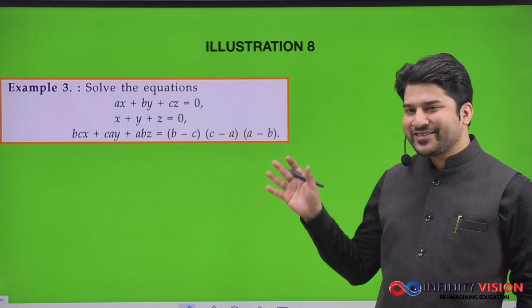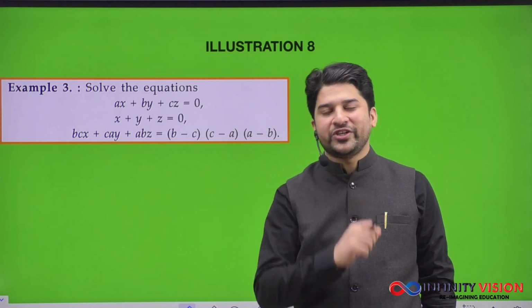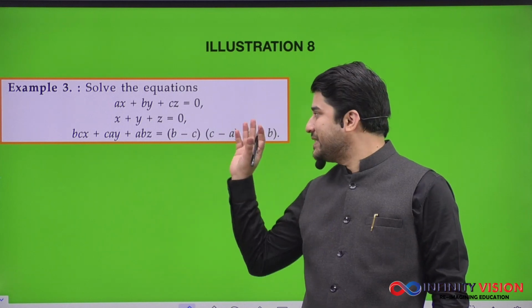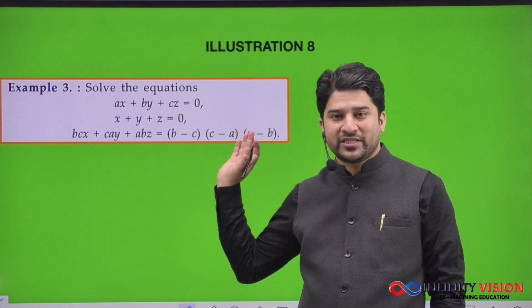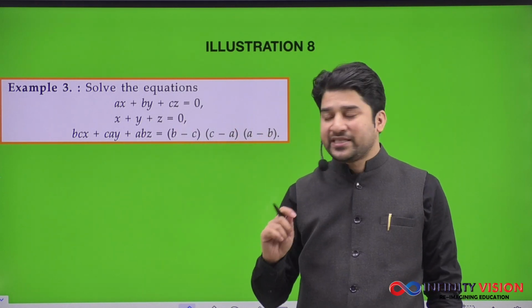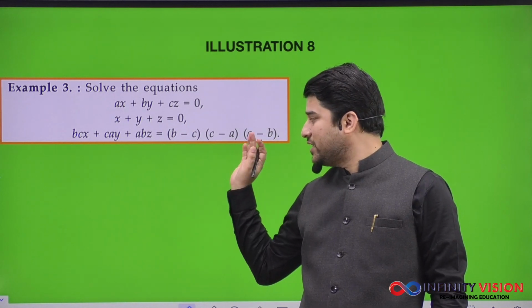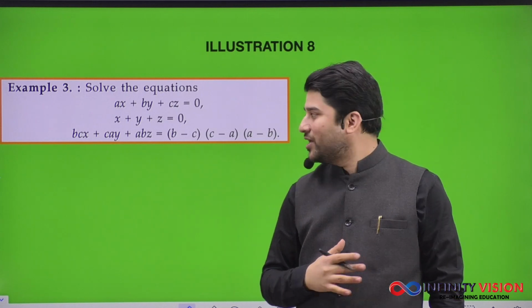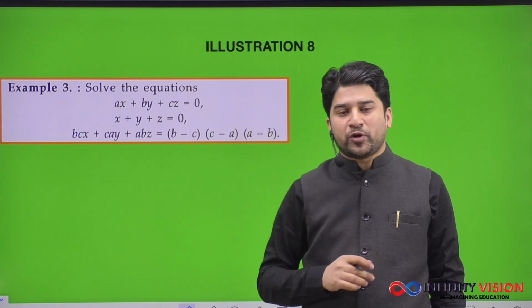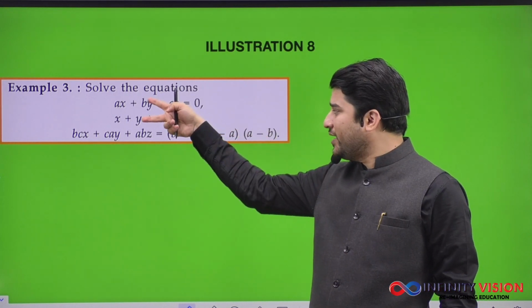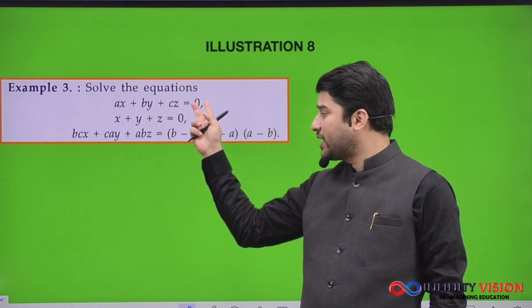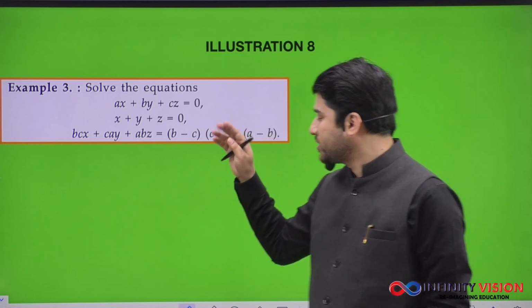Now let's look at this problem. You have got three equations and three unknowns. The first two are ax plus by plus cz equals 0 and x plus y plus z equals 0. The third is bcx plus cay plus abz equals b minus c into c minus a into a minus b. Now whenever you encounter such problems, you can find the ratio of x, y, z from the two equations, because on the right hand side you got 0. So I'm going to do the same thing.